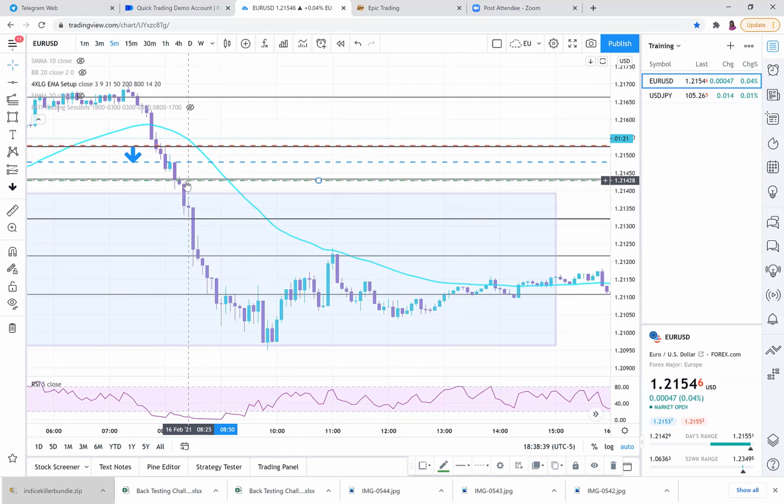Now, another school of thought is wherever you enter, set your stop loss at the previous candle's high, which would be pretty much in the same spot above this previous candle's high. So that's pretty much the zone in that case. So those are two ways that you can use to choose your stop loss.